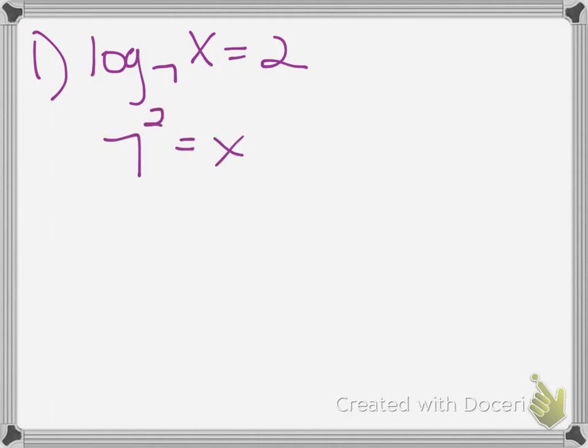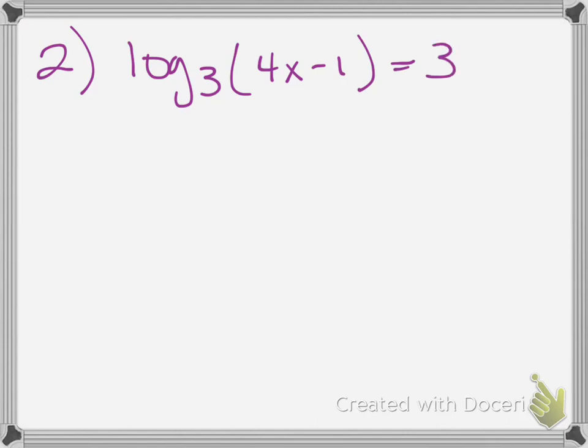Our first problem here is log base 7 of x equals 2. Remember, any log equation that you have, you can always write it as an exponential equation. So that means I have 7 to the second power equals x, so 7 squared is 49. That one was pretty simple, straightforward.